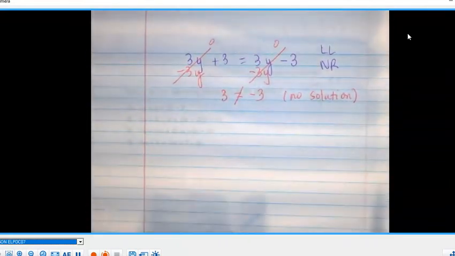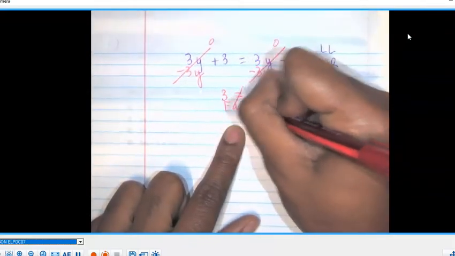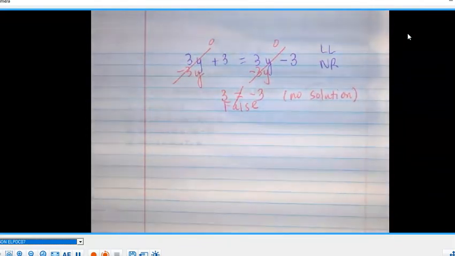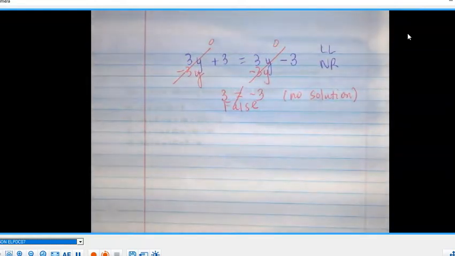Okay, no solution. So this is not all real numbers. This is not a true statement. Remember to write, this is a false statement. Okay, so that means I'm going to cancel out the first option. Everybody got that down? All right, here we go.